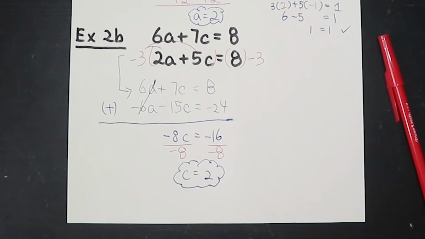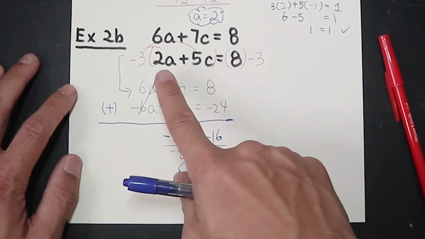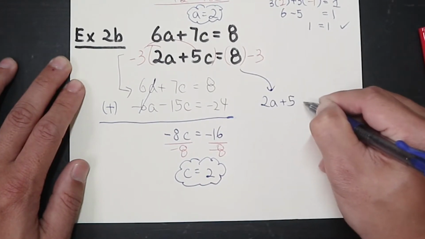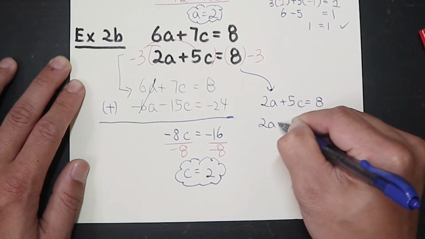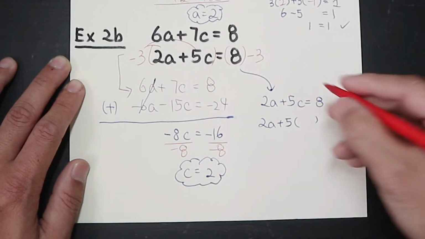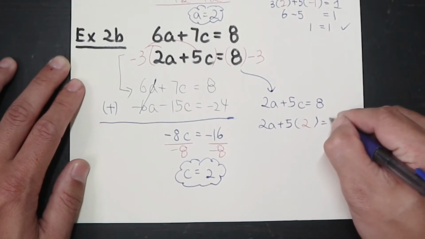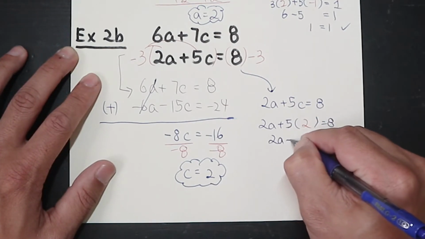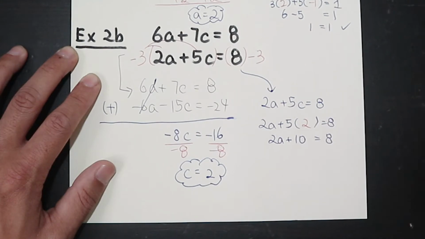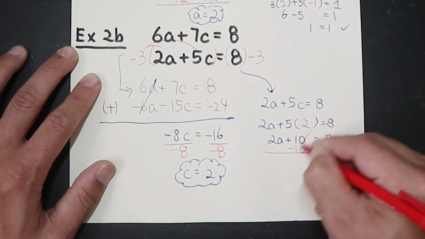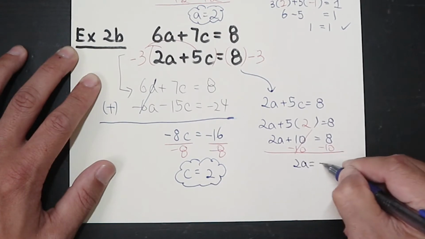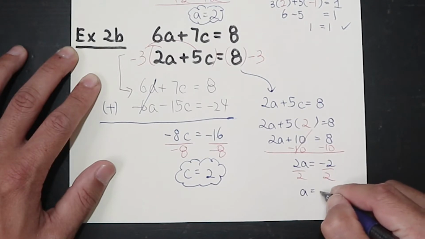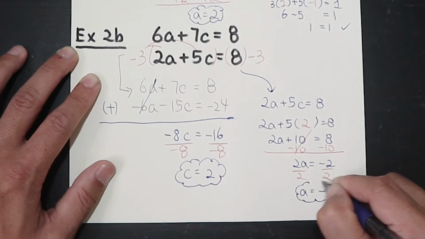Let's use an easy equation to find the other answer, which most likely is going to be, again, the second one. So you're going to recopy the second equation. Well, you replace the c with 2: 2a plus 5 times 2 is equal to 8. And then you use order of operations, so 5 times 2 is 10. So 2a plus 10 is equal to 8. Then you subtract 10 on both sides, and you get 2a is equal to negative 2. Then at the end, divide both sides by positive 2, and you get a is equal to negative 1. And then you found the second answer.